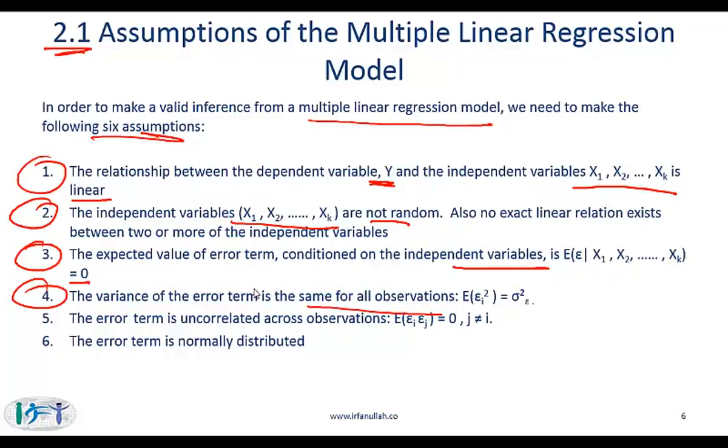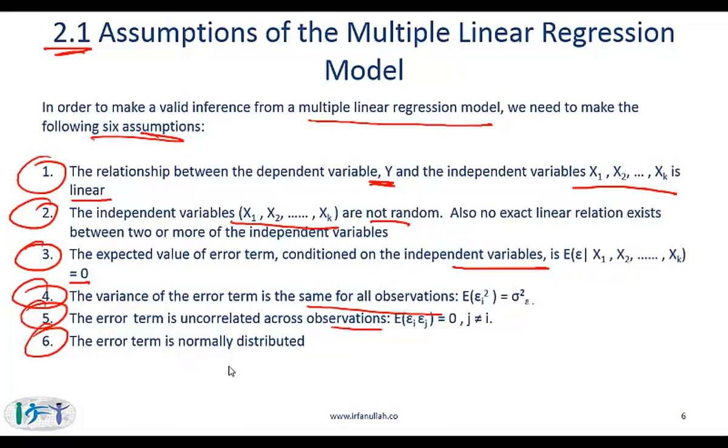You don't want a situation where as x is increasing, the variance is increasing. That is something called heteroscedasticity, which we will discuss later. Then 5, the error term is uncorrelated across observations. Just because you know an error term, you should not be able to predict the next error term. And finally, the error term is normally distributed. Obviously, it would be distributed around 0, and the distribution is normal.